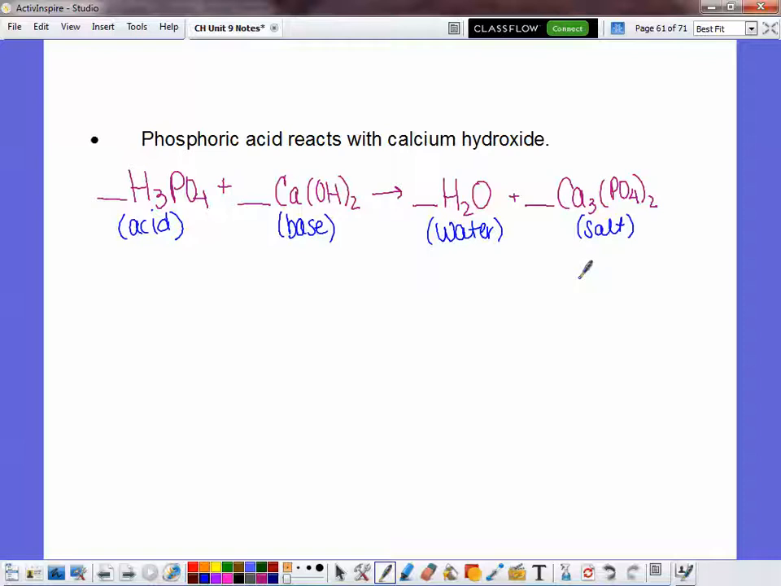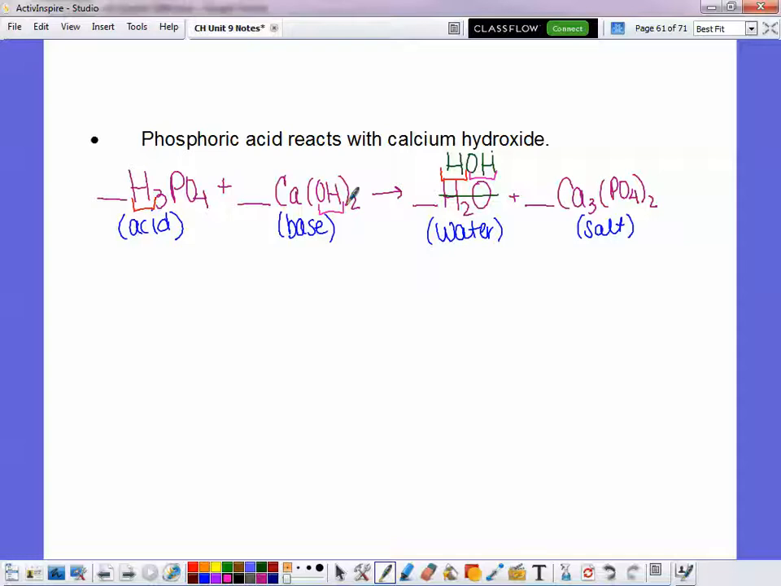All right, what do we need to do with this reaction? Balance it. When you're balancing this, it might be helpful to write water as HOH instead of H2O, where the first H in HOH comes from the H in the acid, and the OH comes from the OH in the base. It might be helpful to break it down like that because it makes balancing a little bit easier, okay?